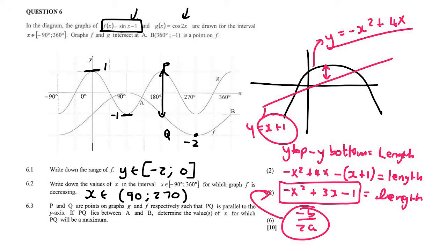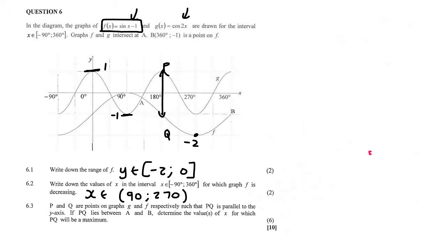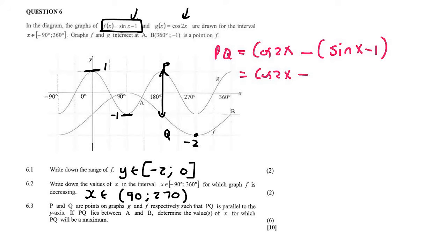Now, I could sit and explain this over and over, but it's going to end up taking a long time. So, we're going to use the same approach. To find the length of PQ, we're going to take y top. Now, the top graph is graph G, which is cos 2x. Then we're going to say minus the other graph, which is sin x minus 1, always in brackets. Now, that's going to give us cos 2x minus sin x plus 1.